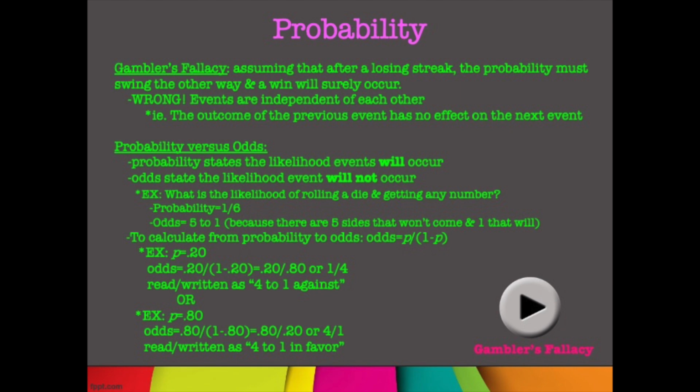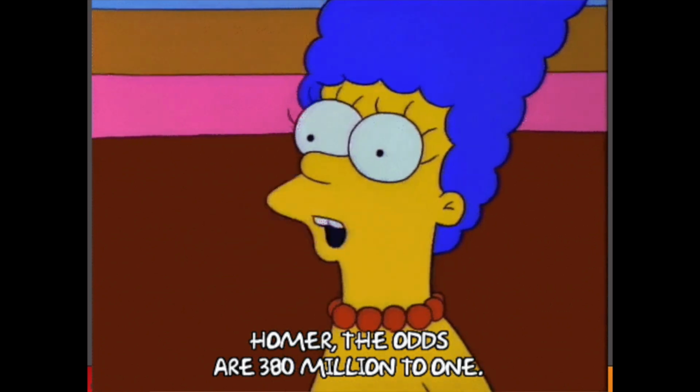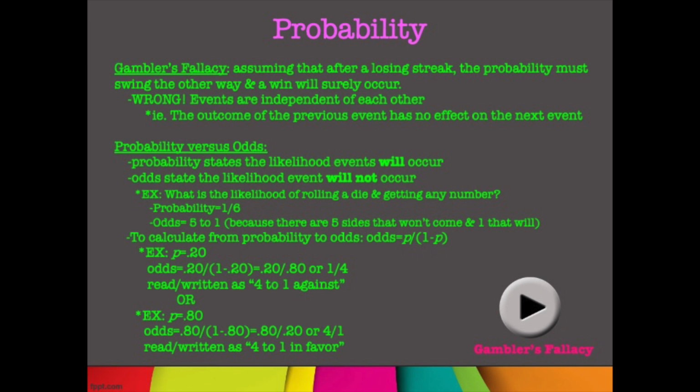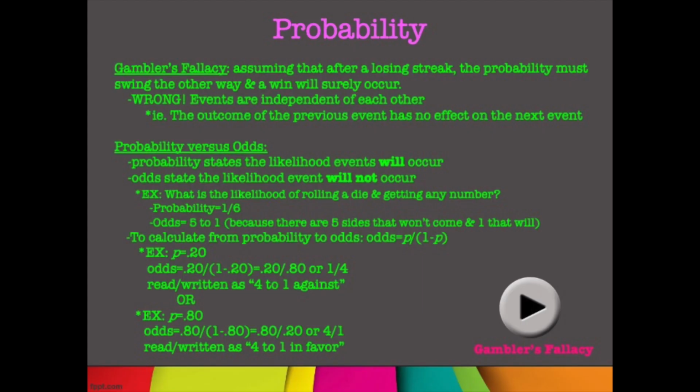Okay, so let's talk about odds now. Probabilities state the likelihood that events will occur. Odds are a little darker. They state the likelihood an event will not occur. So for example, if a question asks, what is the likelihood of rolling a die and getting any number, the probability would be 1/6. If we were to convert that to odds, you would need to identify the number of sides of the die that won't come up and then count the number of the sides that would come up.